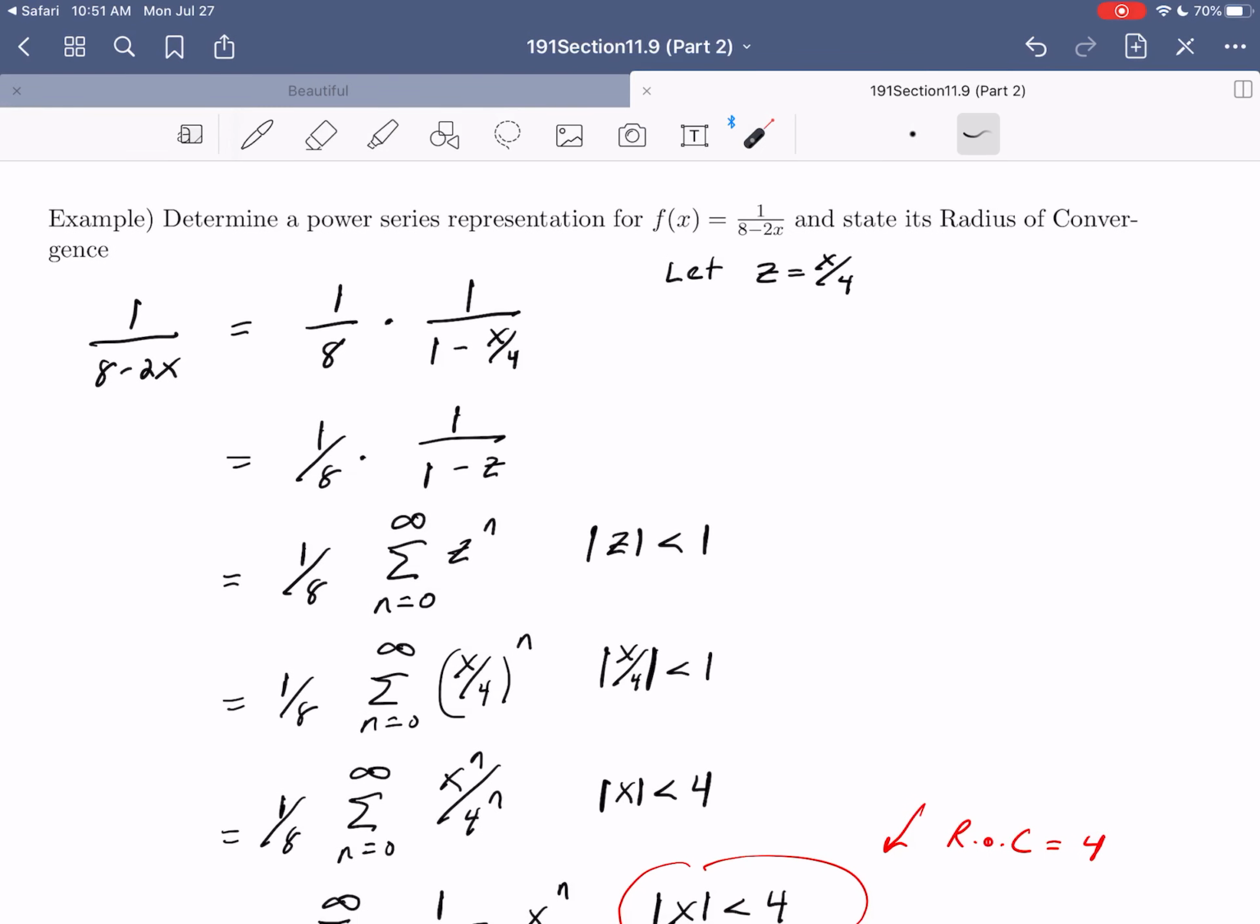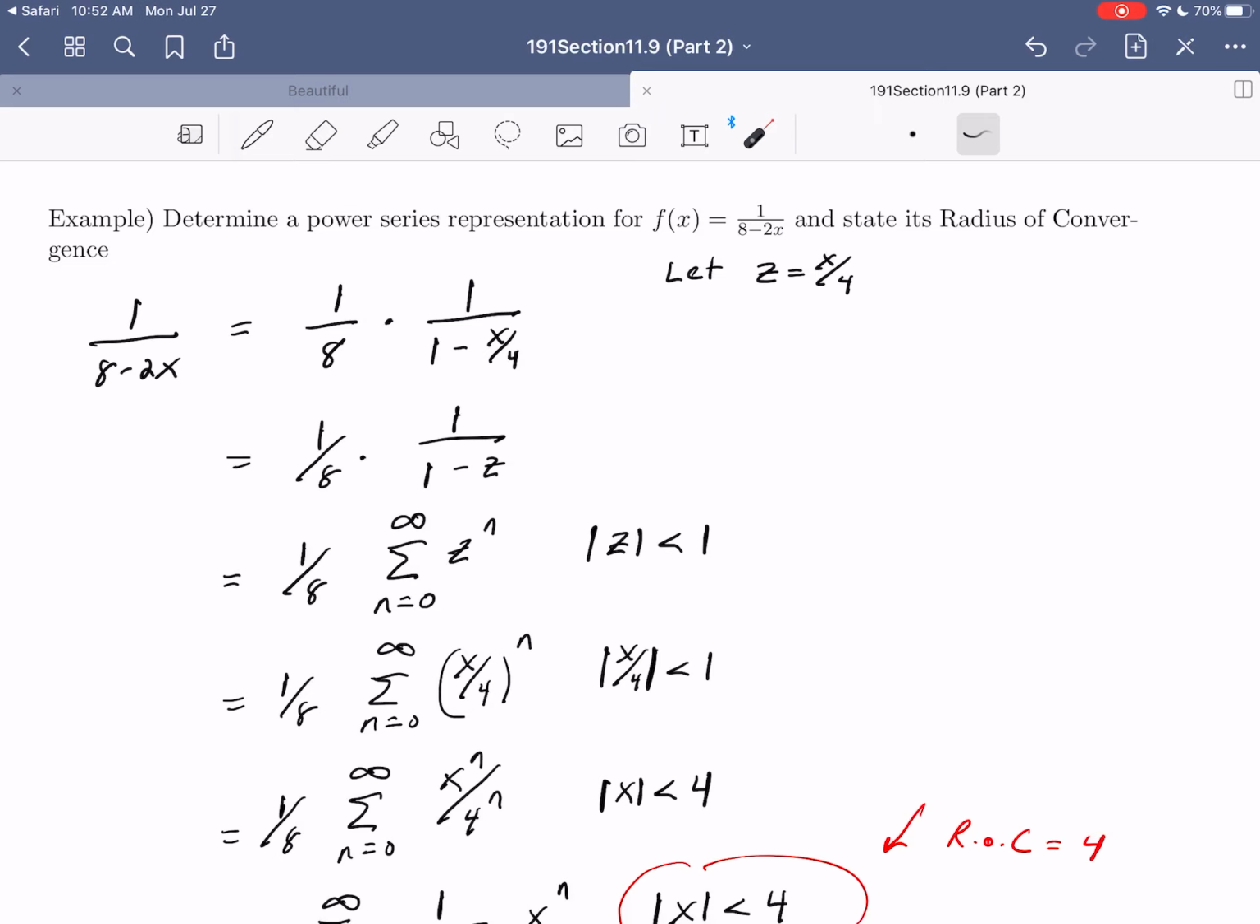Whenever we're working with these rational functions or logarithmic functions, remember there are some discontinuities for these functions. This guy has a discontinuity at x equals 4. And obviously polynomials, infinite or finite, never have discontinuities. So it should make sense that the polynomials can only represent these rational functions up until that discontinuity.